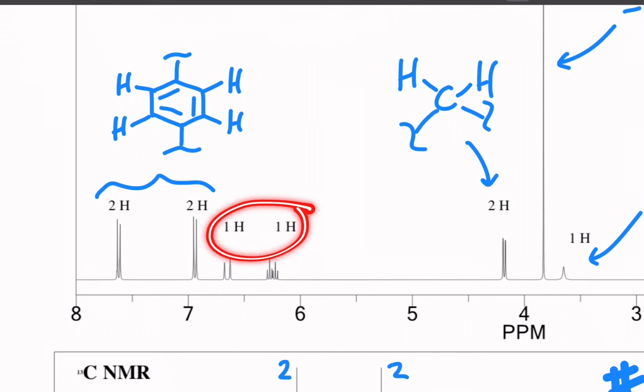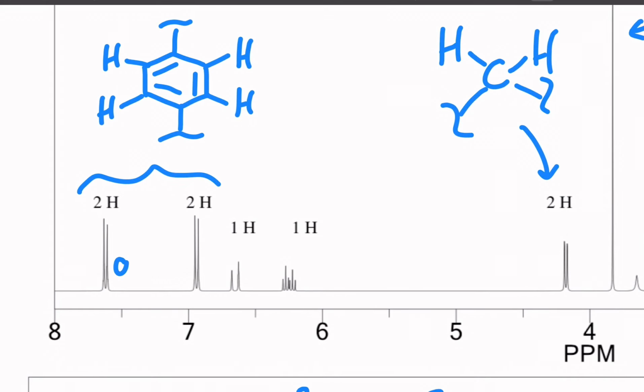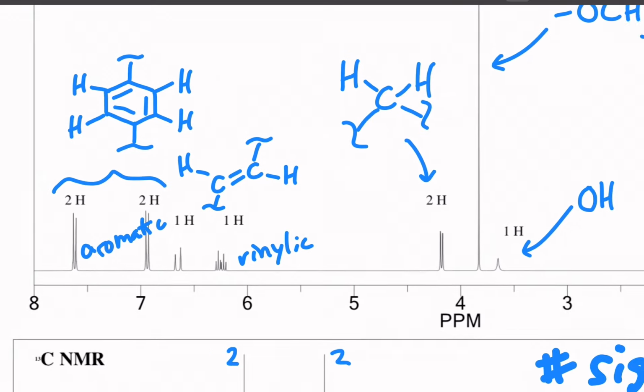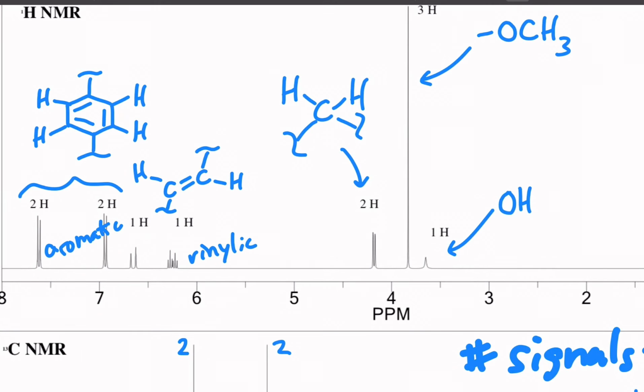That just leaves these 2 signals, which are 2 distinctively different hydrogen atoms. And if I look at the location of the signals, the 6s are in the vinylic range, while the 7s are aromatic, meaning off of something like a benzene. So this would be suggesting a carbon-carbon double bond, part of an alkene, potentially with 1 hydrogen on 1 carbon and another hydrogen on the other. And depending on what else is nearby, that would make sense in terms of the splitting pattern and the integration.